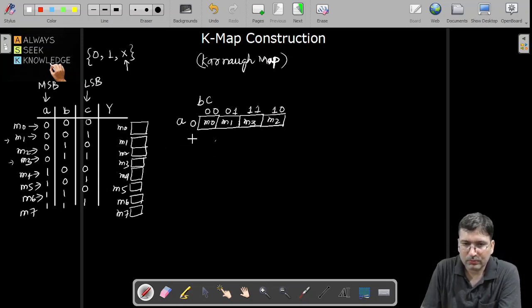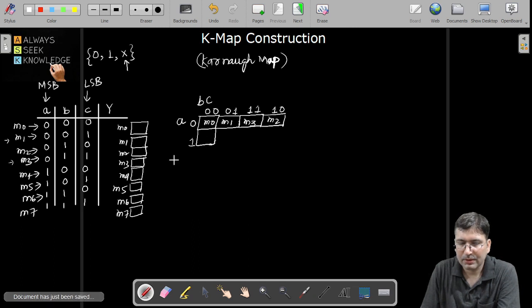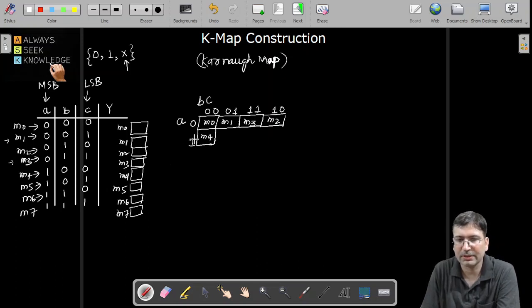So now if A 0 is clear to you, now A will be 1. When A will be 1, these 4 combinations again we can repeat, right? So here, if both are 0 and this is 1, that means it is 4. So this will be M4, because it is representing 1 0 0. 1 0 0 means fourth term. So this is M4, right?